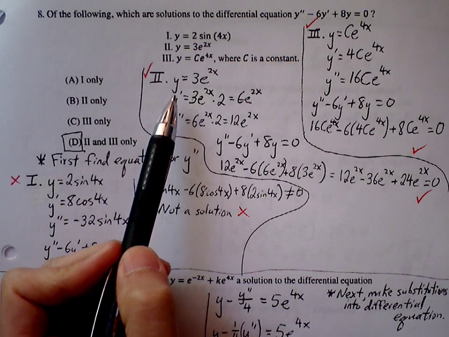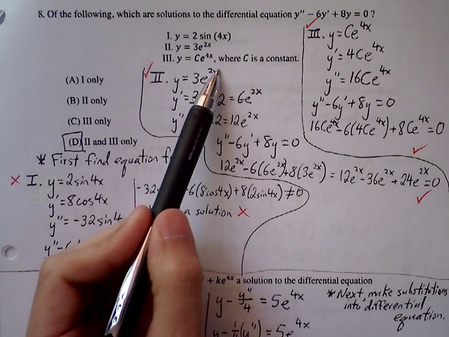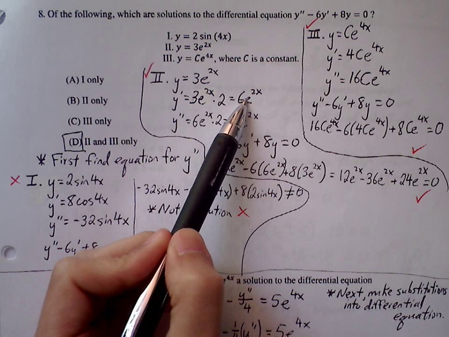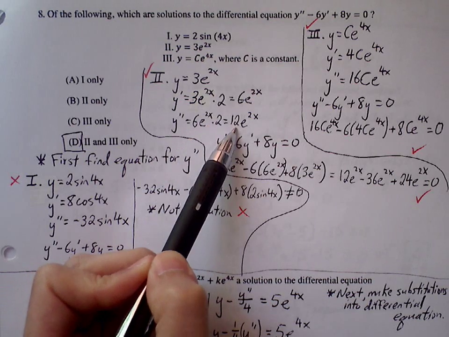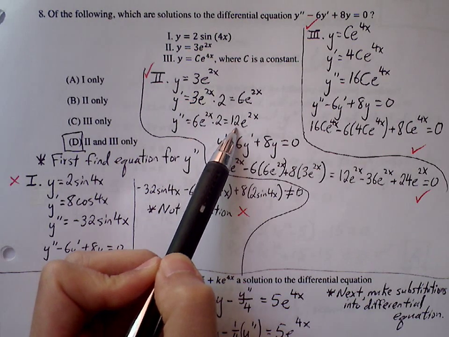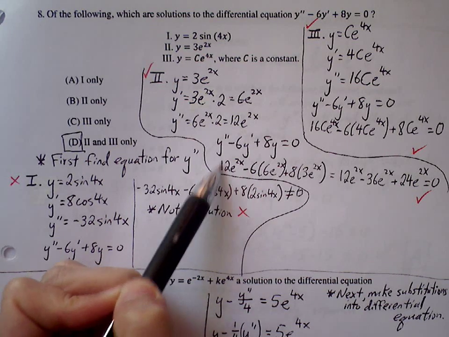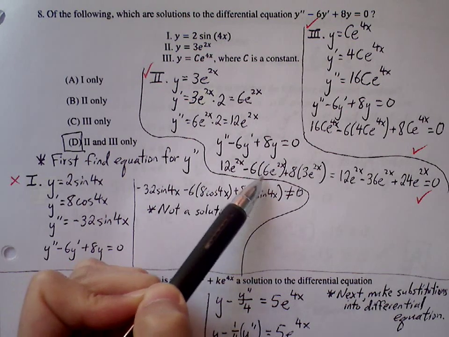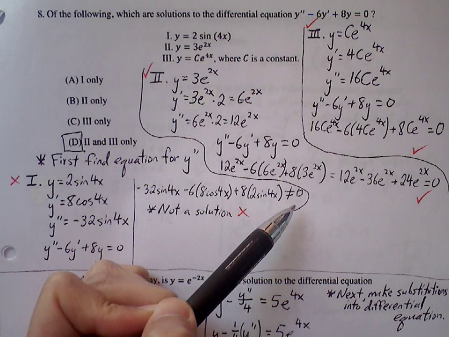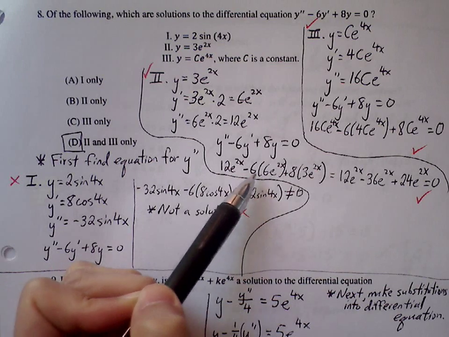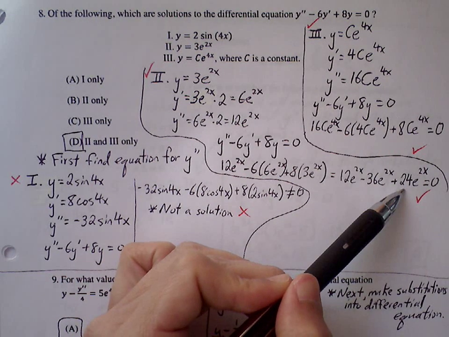Let's look at numeral 2, Roman number 2. E to the 2x becomes e to 2x times 2. Second derivative, 6e to 2x becomes 6e to 2x times 2, which is 12e to the 2x. Make our substitutions here. 12e to 2x gets replacing y double prime. Y prime gets replaced with 6e to the 2x. Y gets replaced with e to the 2x. Combine this, we get 12 minus 36 plus 24, and these do combine to be 0.